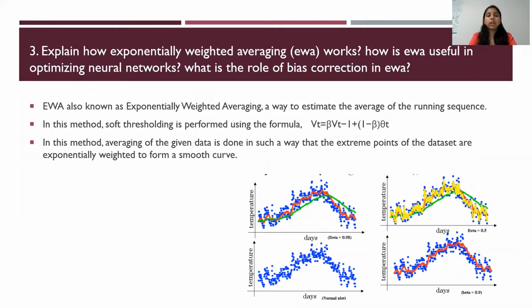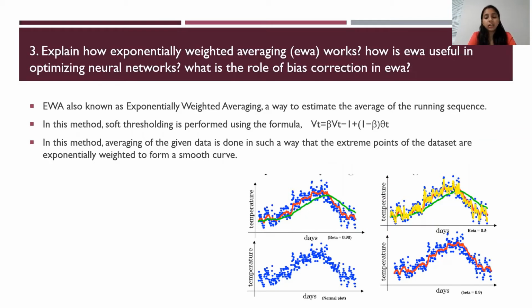So for the third question, we have: explain how exponentially weighted averaging EWA works. How is EWA useful in optimizing neural networks? What is the role of bias correction in EWA? EWA is also known as exponentially weighted averaging, a way to estimate the average of the given data set. In this method, soft thresholding is performed using a formula. In this method, the averaging of data is done in such a way that the extreme points of the data are exponentially weighted to form a smooth curve.